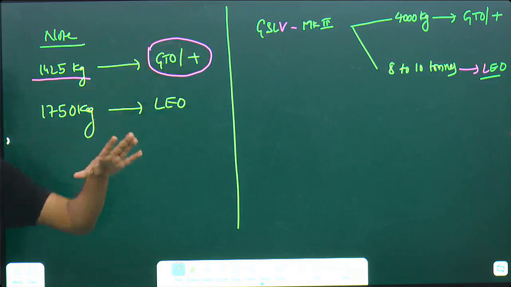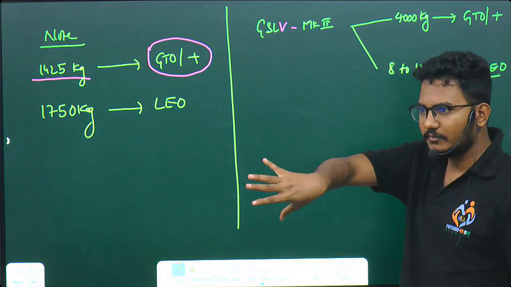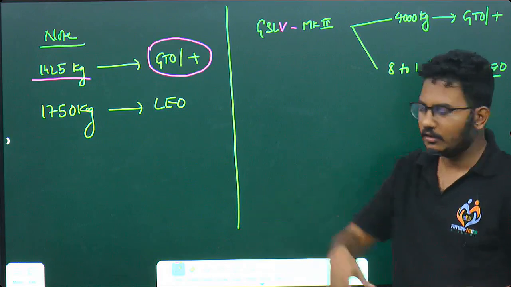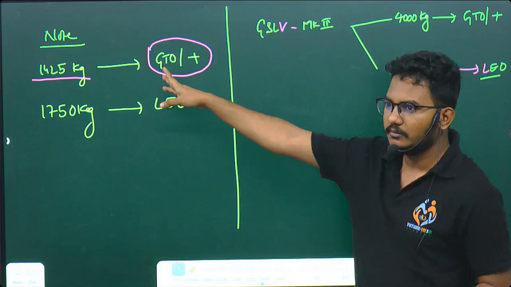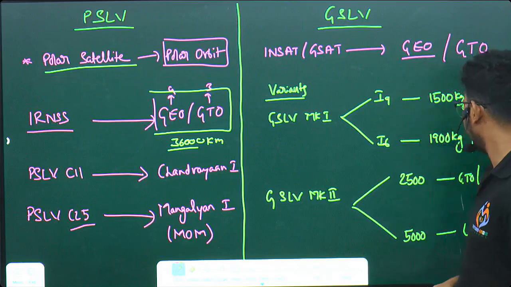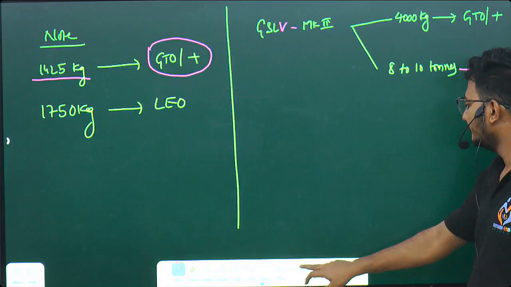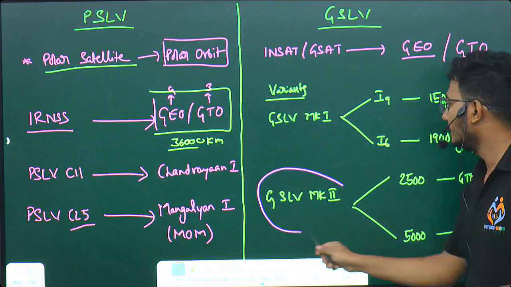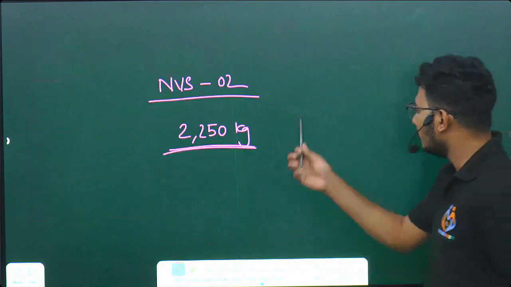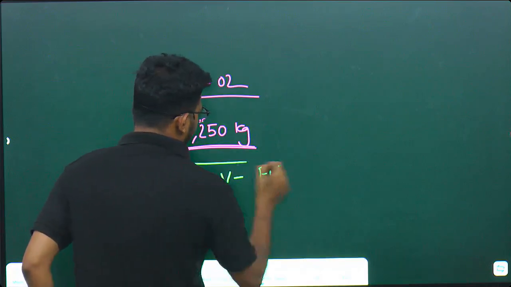NVS-02 is a regional satellite. It will concentrate only on India from 36,000 kilometers, so it will help India with its navigation system. So it has to be installed in GTO. Which vehicle will be used? Obviously, GSLV. With 2250 kgs, this will be used. That's the reason the vehicle we have used here is GSLV F12.